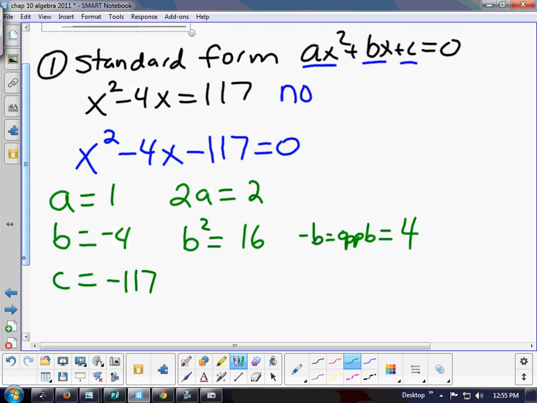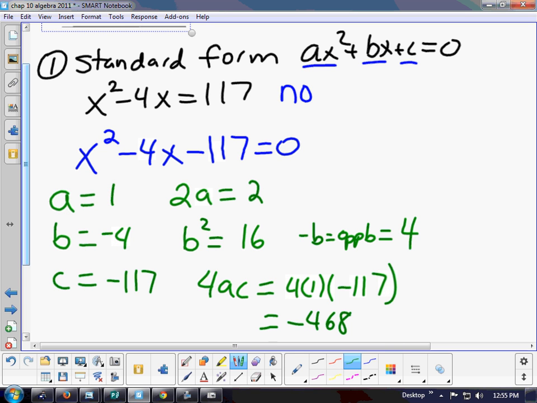Okay, and then we need to know what 4AC is. Okay, now this gets a little tricky. Let's do 4AC. Well, that's going to be 4 times 1 times the C value, which is -117. Again, there's a lot of steps to this. Write them down. Have your calculator out. C is -117. We have it written right here. 4 times A times C. What is that? -468. Okay, good.